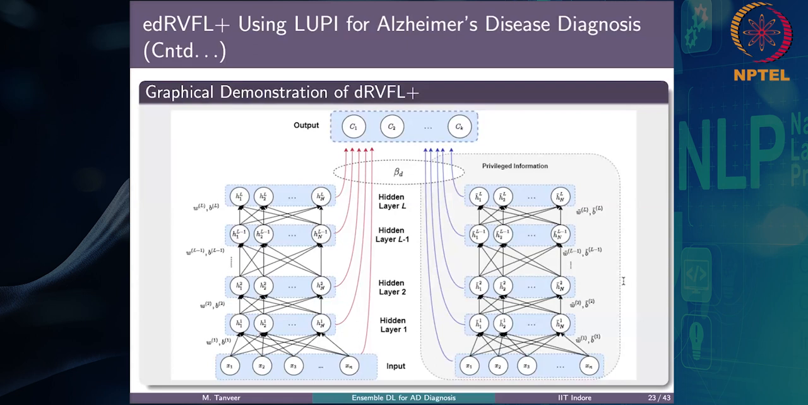And here we can see that we have followed a rectangular structure where the number of nodes in each hidden layer is fixed, that is n, and the weights and biases are given by W_i, B_i, that is W1, B1, W2, B2, and so on. So they are generated randomly and kept fixed.